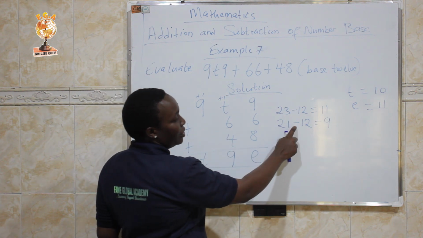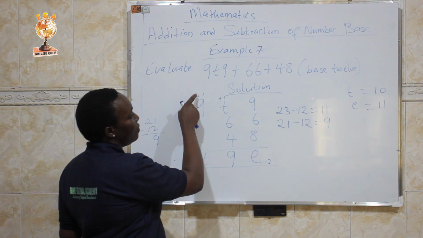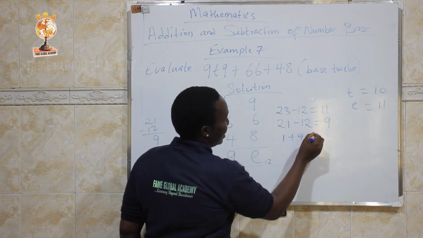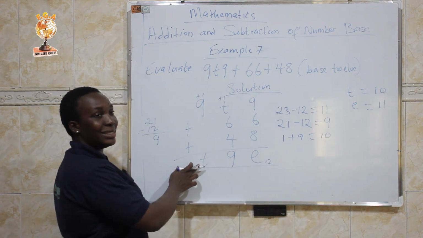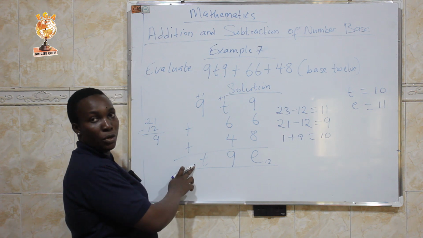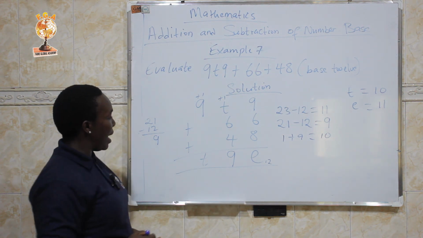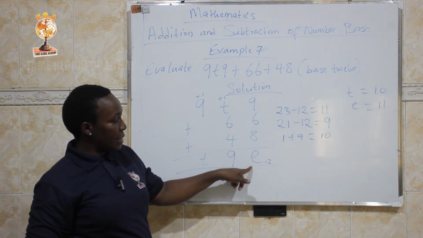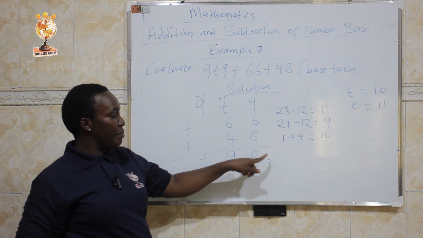Now remember also this minus 12, which is 1, you carry it to the other side, and that will give you 1 plus this 9. So you have 1 plus 9, that is what? 10. Now this 10, you write it as T, not 1 and 0, no. Write it as what? T. Okay, so our answer is T9E base 12. I repeat, T9E base 12.